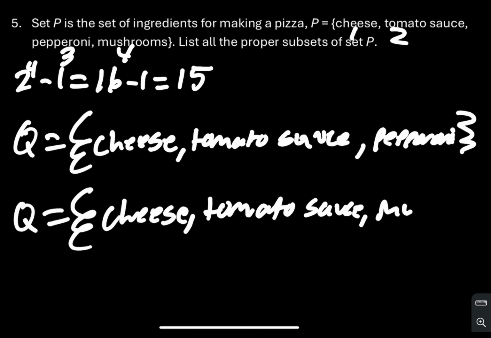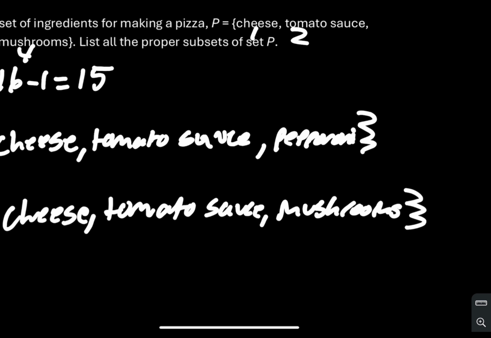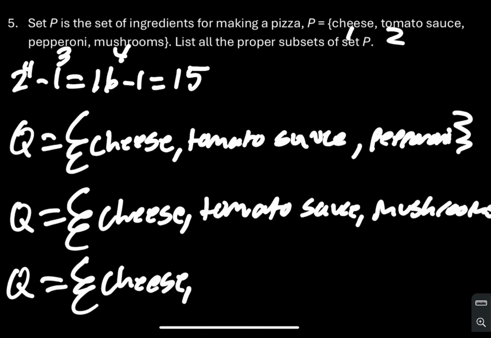And then we're going to do mushrooms. And then we're going to do our next combination, but this time we're not going to include tomato sauce. We're going to use pepperoni and mushrooms. So we're going to still have cheese in it, but instead of tomato sauce, we're going to swap it with pepperoni and mushrooms. So we have pepperoni and mushrooms.